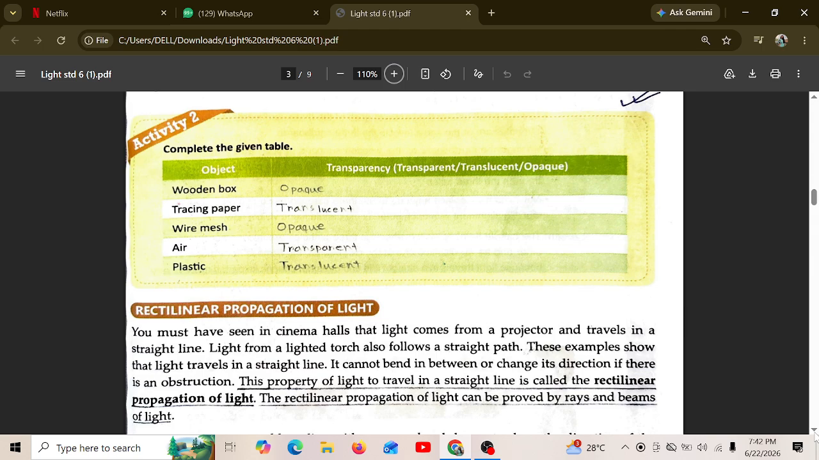Okay, now the final part of today's video, that is rectilinear propagation of light. Now, what is the literal meaning of rectilinear? The word rectilinear means linear. What is the meaning of linear, children? Linear means straight, absolute straight line.